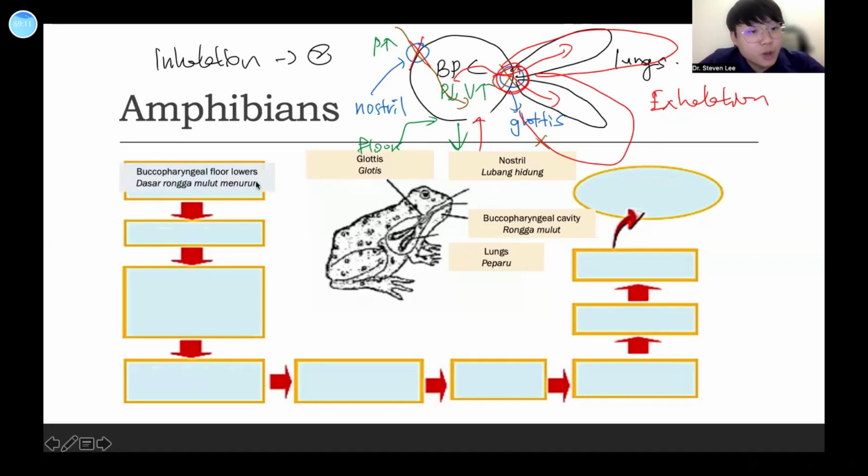So the buccopharyngeal floor lowers, glottis opens, glottis closes.